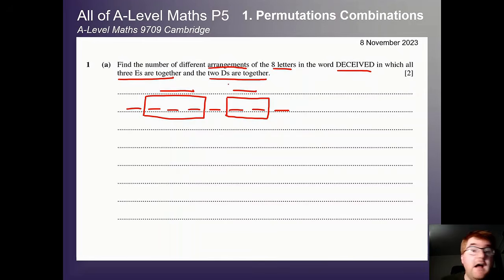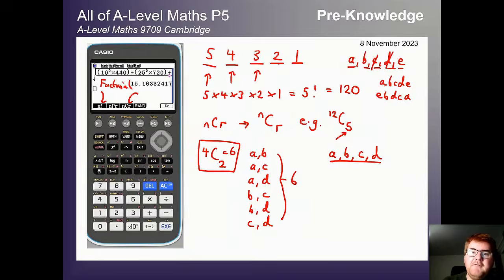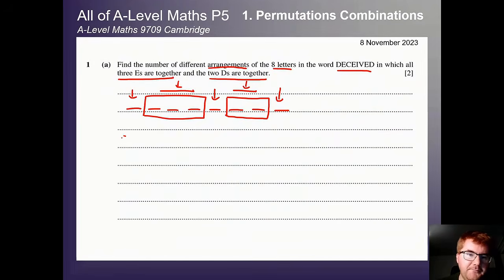So actually, I've got here 1, 2, 3, 4, 5 different slots. And remember, we did this in our pre-knowledge here. If I've got 5 slots, then that means it's going to be 5 factorial. That's that weird button we've seen before.